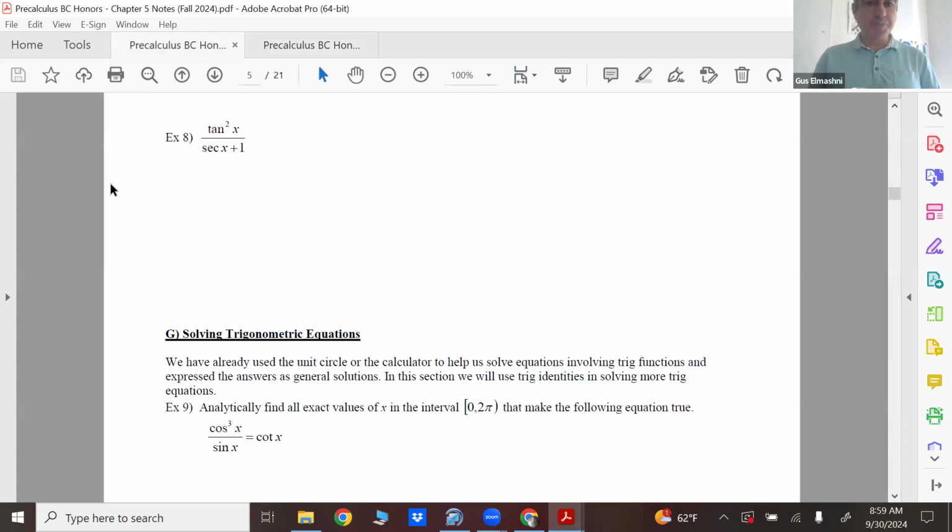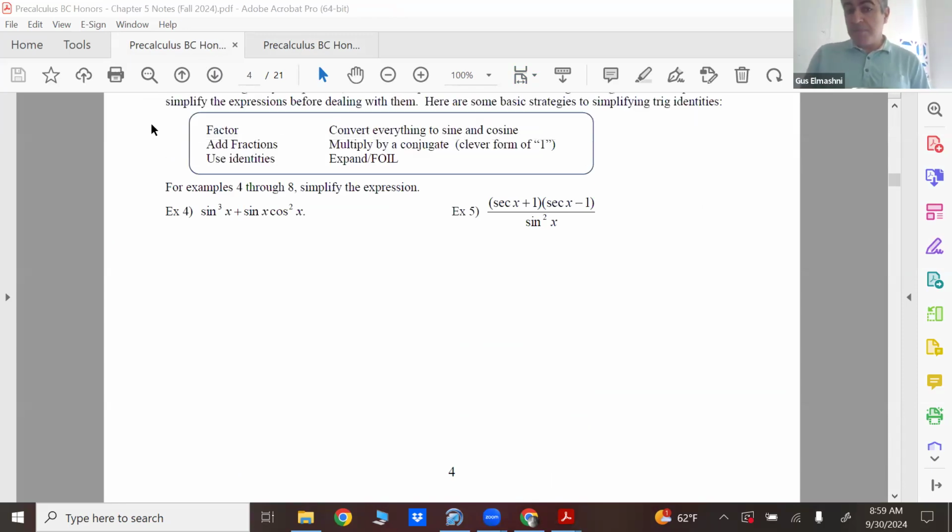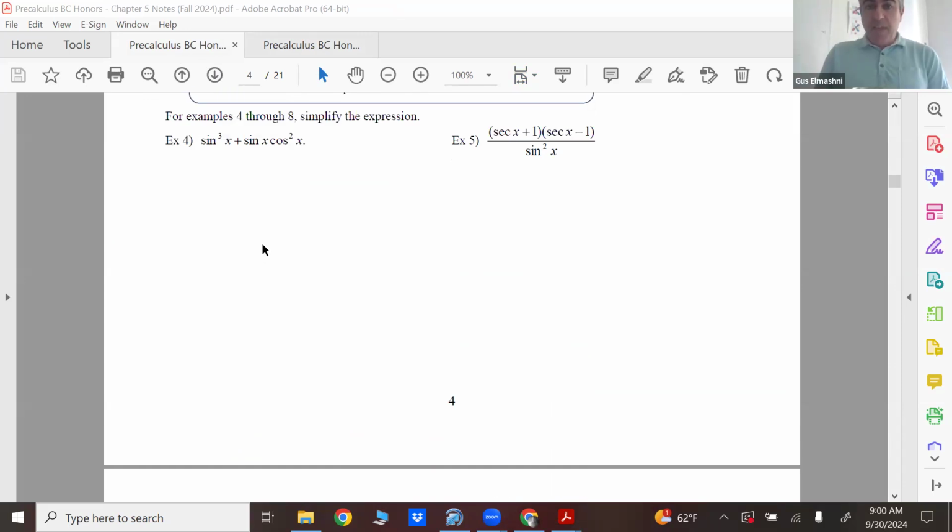Let's talk about it. Factoring is good. Foiling is good sometimes. Adding fractions might be good. You're gonna have to get awfully creative. And again, we're gonna step this up big time in the next couple days or 2 classes.